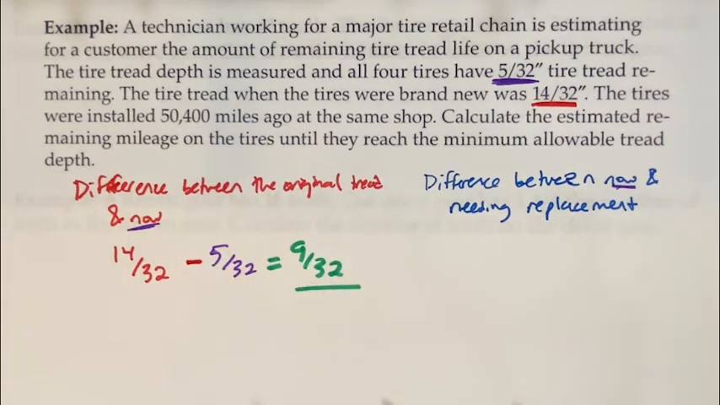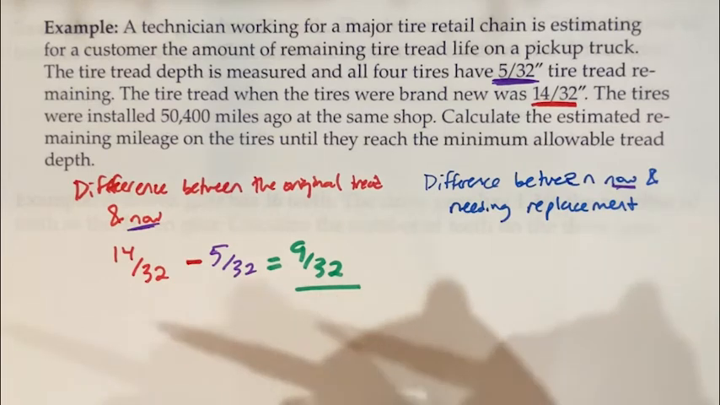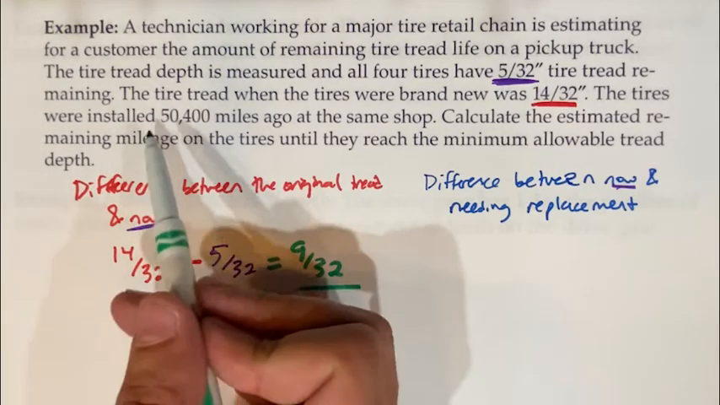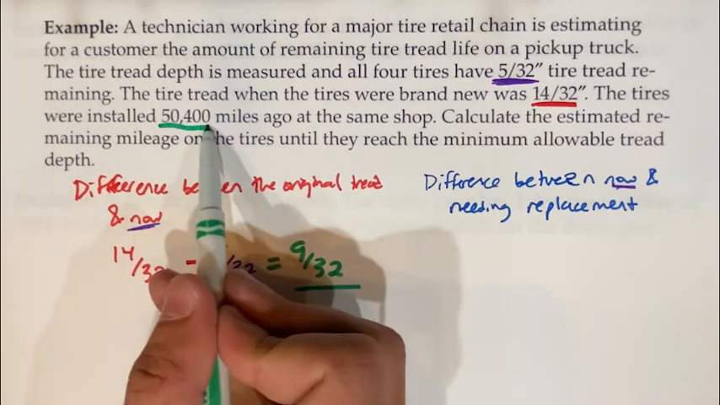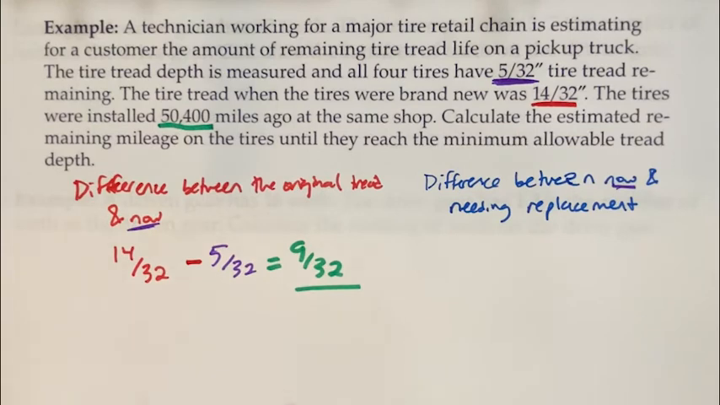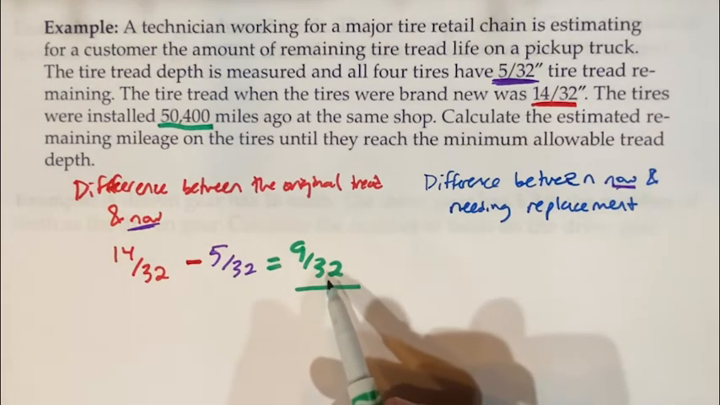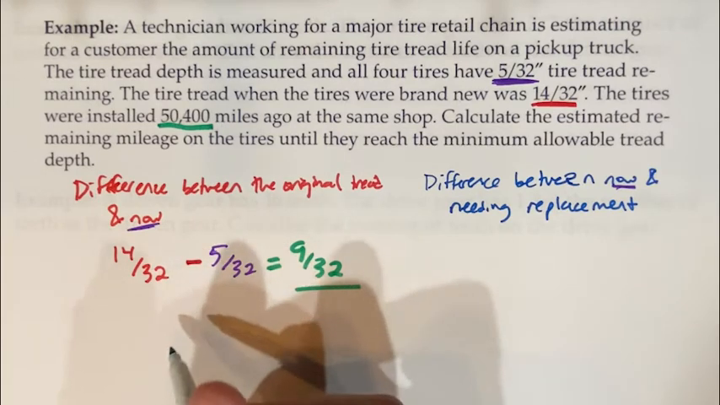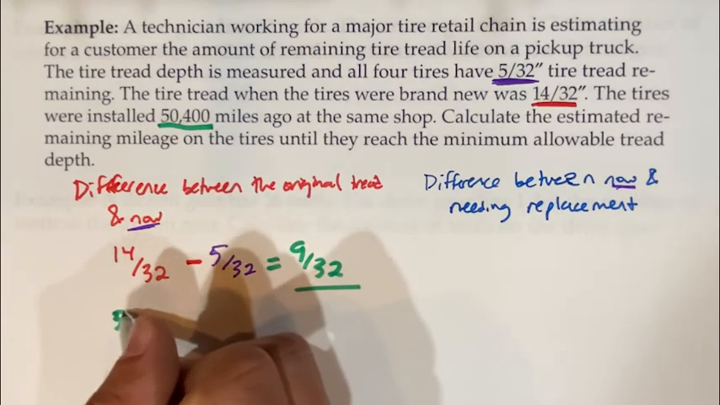And it's important to note that what we're trying to find is a distance that the tires still have left on them. So to do that, we have to find a rate. And to find a rate, we have to find a distance. So we found that we've worn down 9/32 of an inch every 50,400 miles.